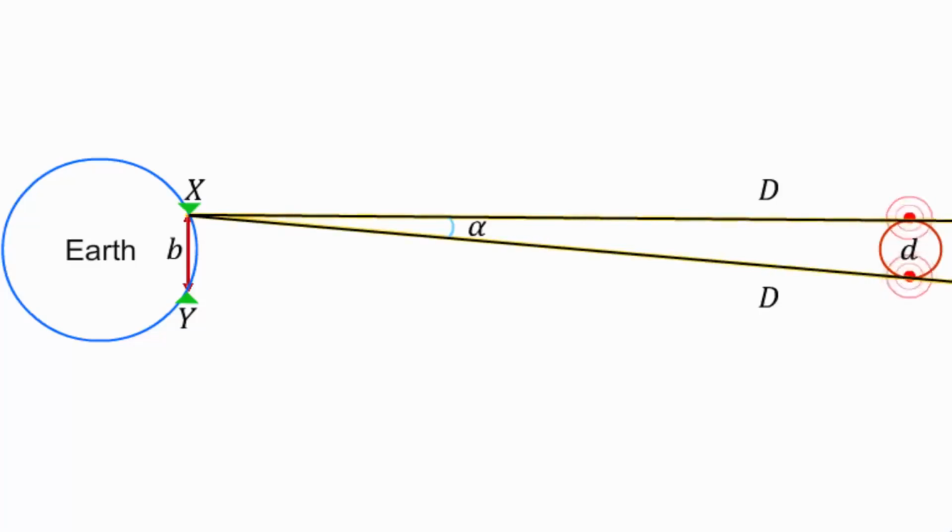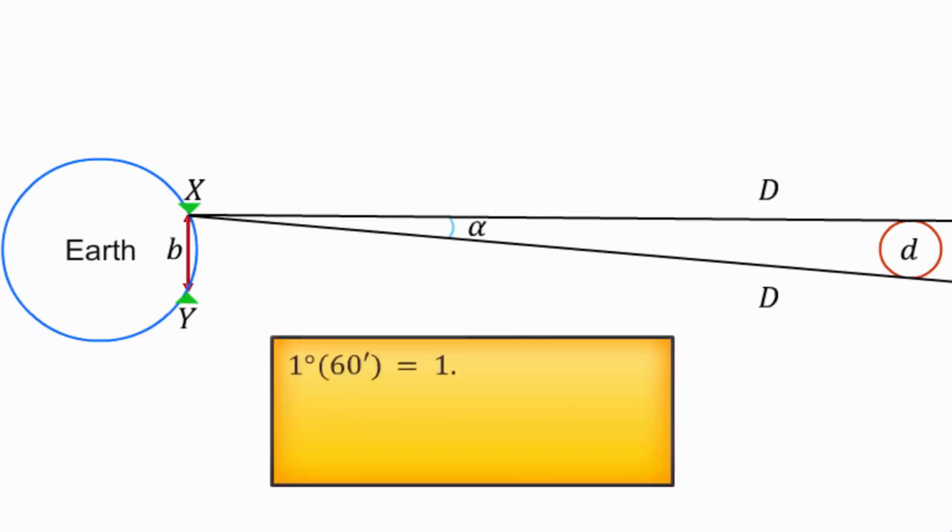For the purpose of these measurements, you must know the conversion of degrees into radians. 1 degree or 60 minutes is equal to 1.75 into 10 power minus 2 radians. 1 minute or 60 seconds is equal to 2.91 into 10 power minus 4 radians. 1 second is equal to 4.85 into 10 power minus 6 radians.